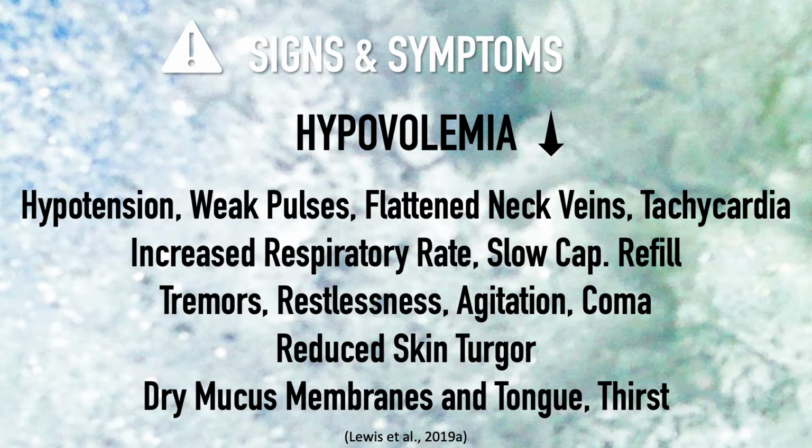Neurologically, we may see the results of cells in the brain shrinking, which would lead to tremors, restlessness, agitation, or even coma. We would also see a decrease in skin turgor. When pinched, the skin may tent and not return to its original placement right away. We may also see dry mucous membranes and a dry tongue. Patients may also complain of thirst.